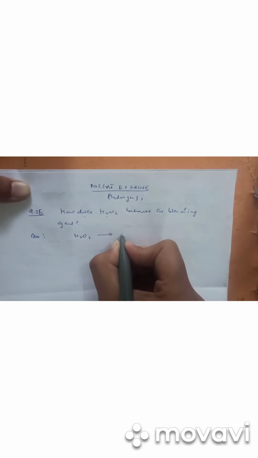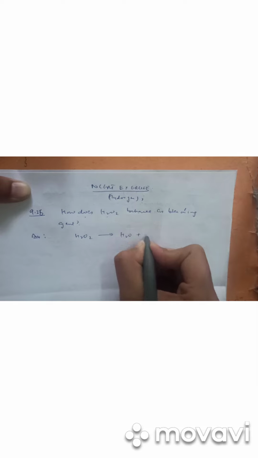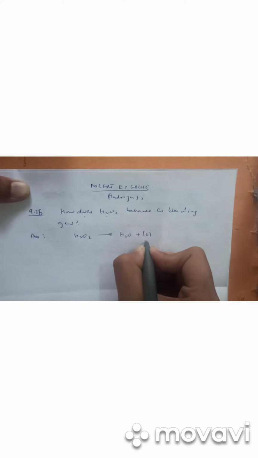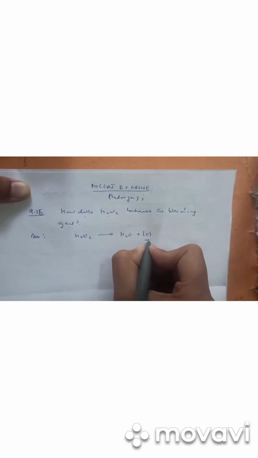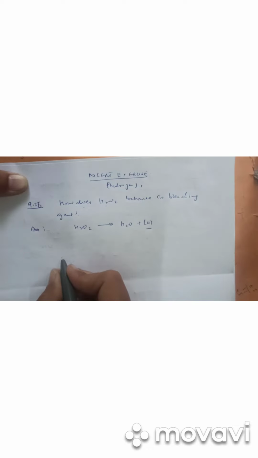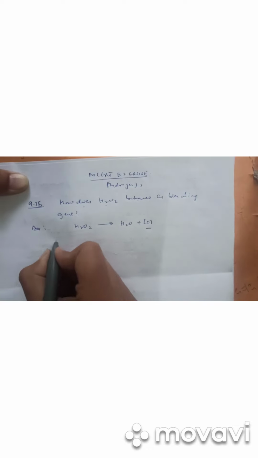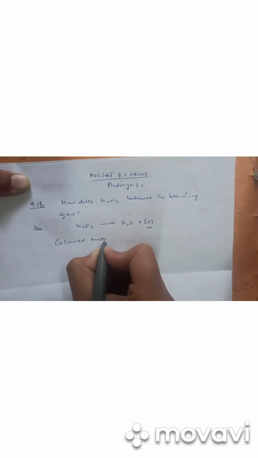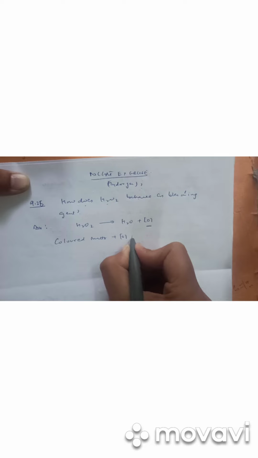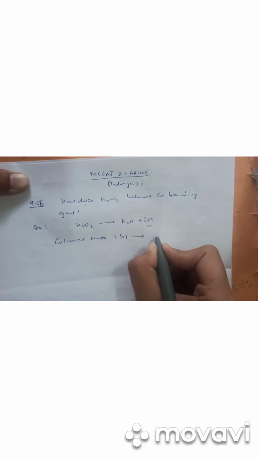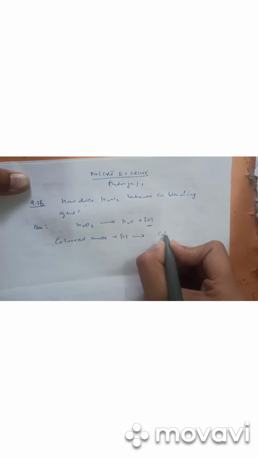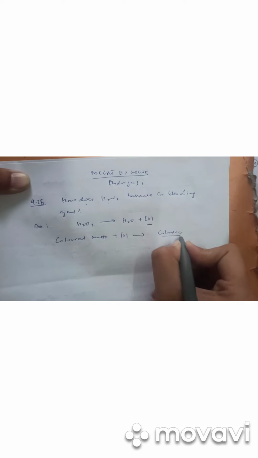H2O2 acts as a bleaching agent because of the nascent oxygen which it releases on decomposition. This nascent oxygen combines with the colored matter, gets oxidized, and becomes colorless.